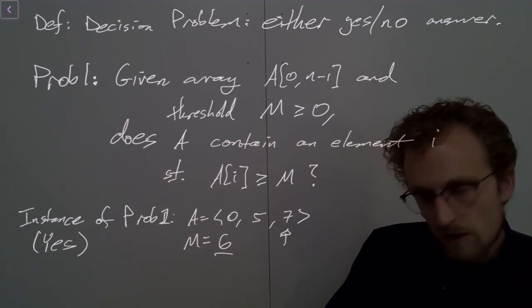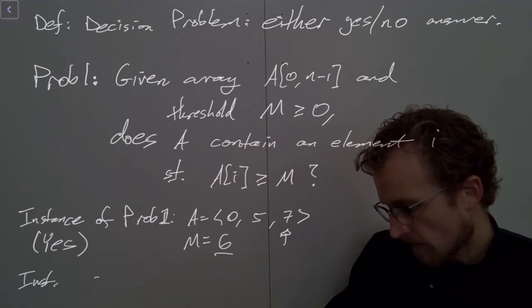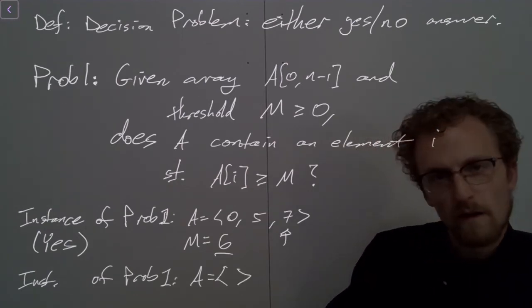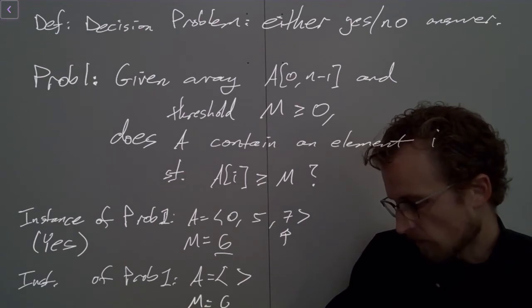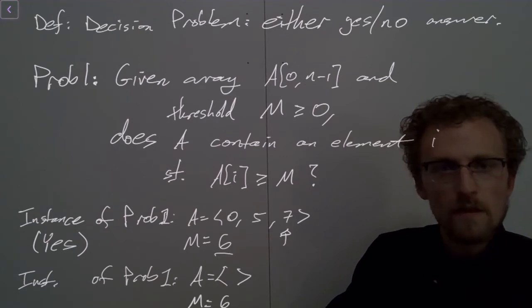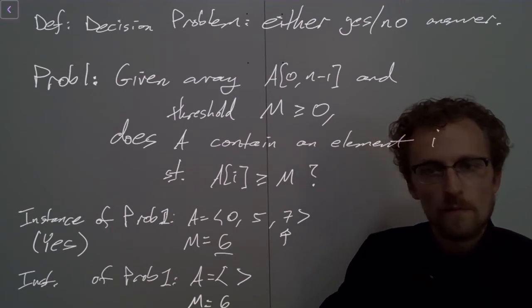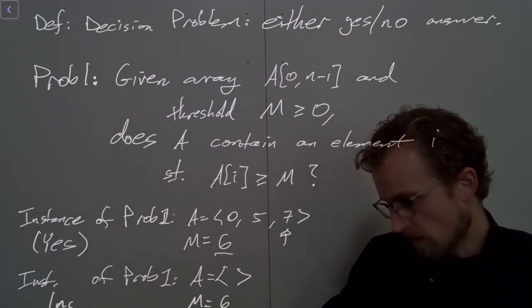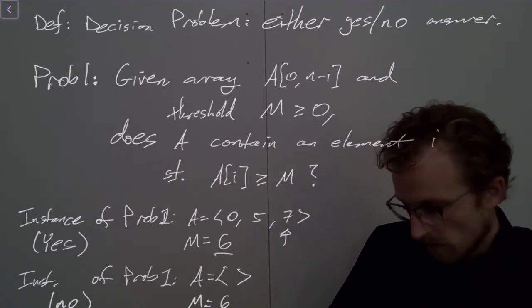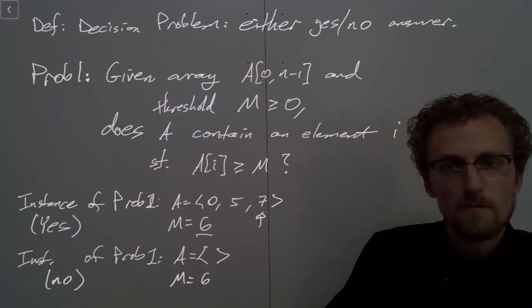Okay? And just in the same way, we can identify a no instance, right? So here's another instance of problem 1. Okay, where our array is just going to be an empty array. And then the threshold is going to be the same. Threshold will be 6, right? Is this a yes instance or a no instance? Well, this is a no instance because there is no index that we can look up in A that gives us a number that's greater than 6, right? So this is a no instance. So no matter what I do, no matter what I write down, I can always identify whether the instance of the problem is a yes instance or a no instance.